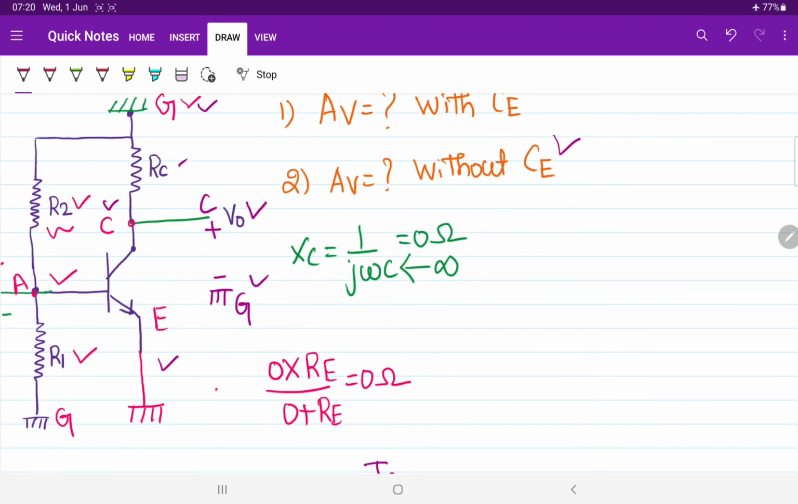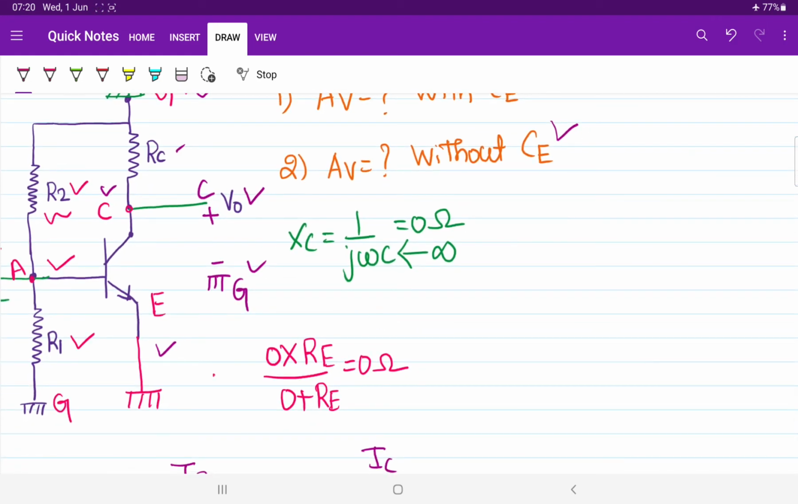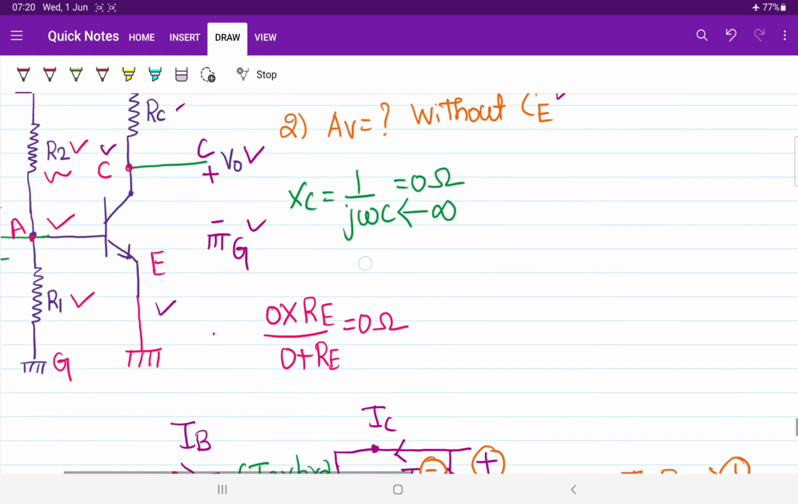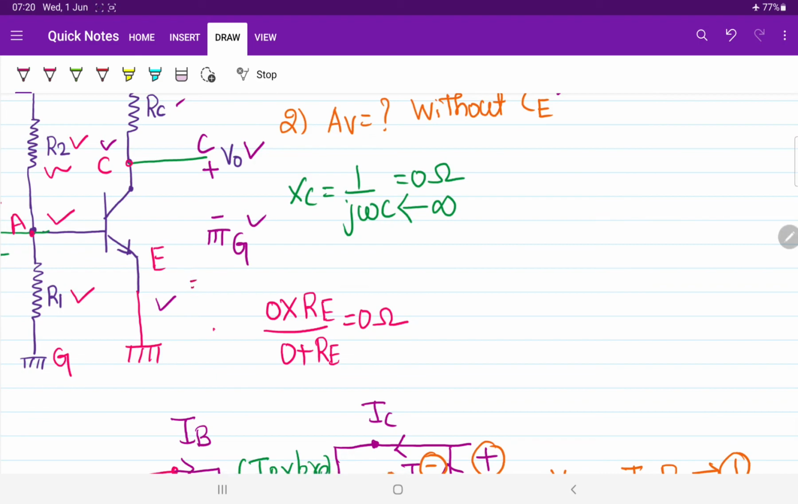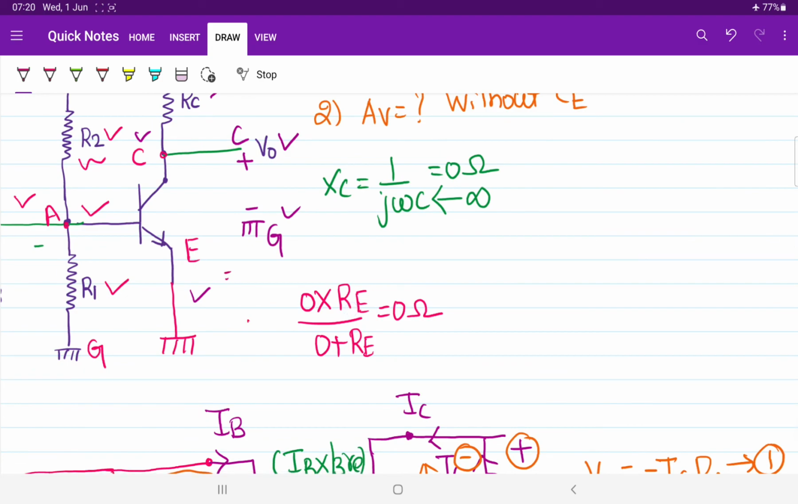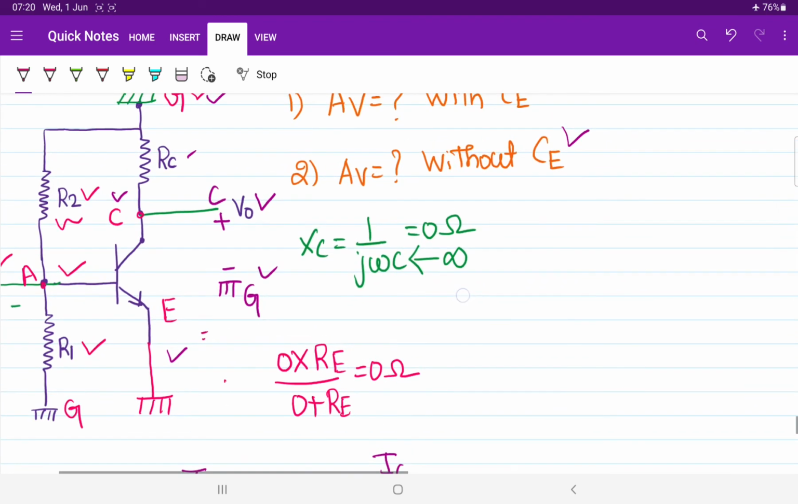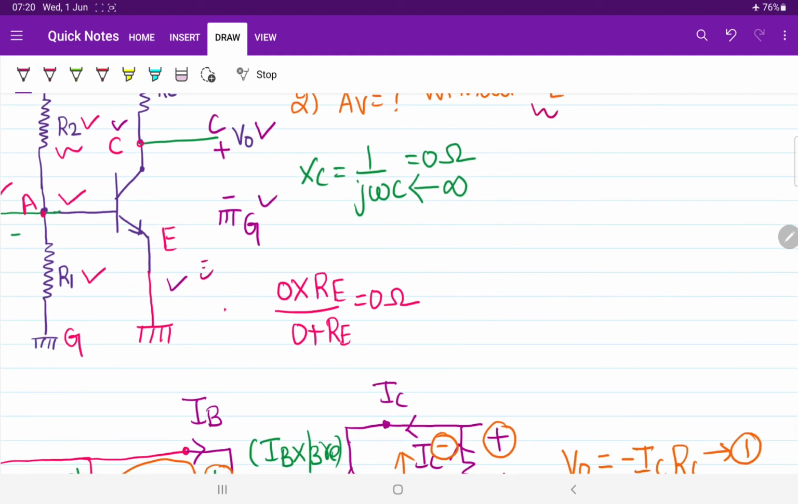Now suppose there are no emitter capacitors, it means if there is no emitter capacitor, then that emitter resistance will exist. At the start of the lecture, I told you that across the circuit we have one emitter resistor Re, right? So that Re will exist because the capacitor Ce is not there. When Ce is not there, then there will be no bypassing. So basically this is called a bypass capacitor. The emitter capacitor is called a bypass capacitor. So that capacitor effect will not be there, and you have to consider the value of Re.